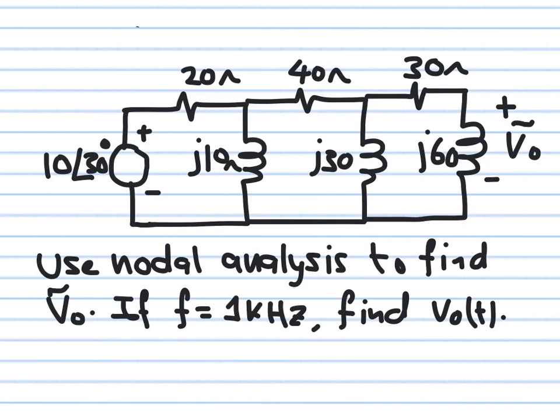Okay, so we'd like to use nodal analysis to find the output voltage, and if the frequency is 1 kilohertz, they ask us to convert V naught from its phasor form to its time domain form. The way we're going to do this, we're going to define this node here as V1 and this node here as V2. This is going to be ground. Then we write the equations governing the two nodal voltages V1 and V2, and we solve two equations and two unknowns. We have only two nodes here, V1 and V2, and this is ground, so this is going to be our reference.